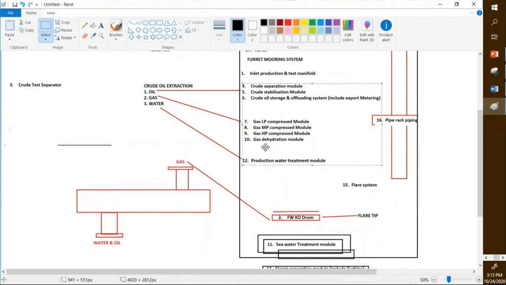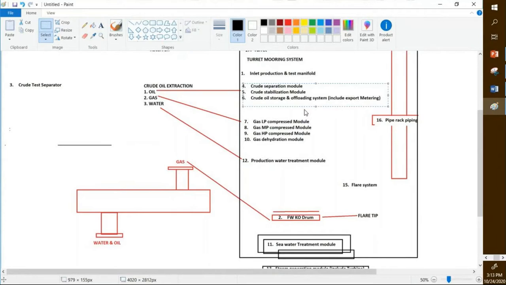So these are the main modules, the main equipment which you have to know and learn. If you attend any interview and they ask how to do the oil separation, you have to tell them these are the modules. And in that module, what are all the vessels coming into the picture?